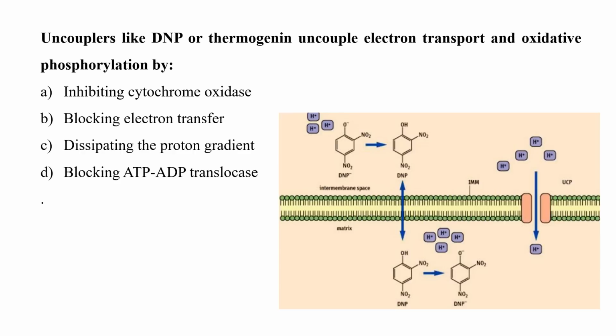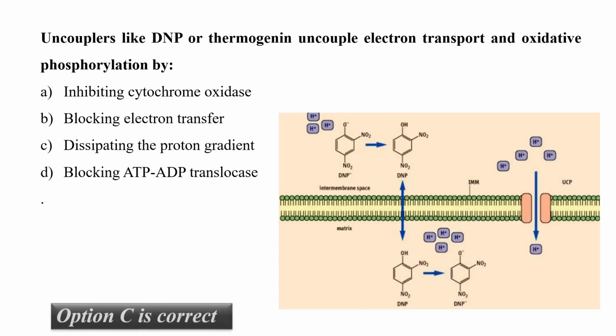and now there is no proton gradient left. Since there is no proton gradient, there is no driving force to synthesize ATP, and hence ATP synthesis is compromised. So here the uncouplers like DNP or thermogenin basically uncouple by dissipating the proton gradient.